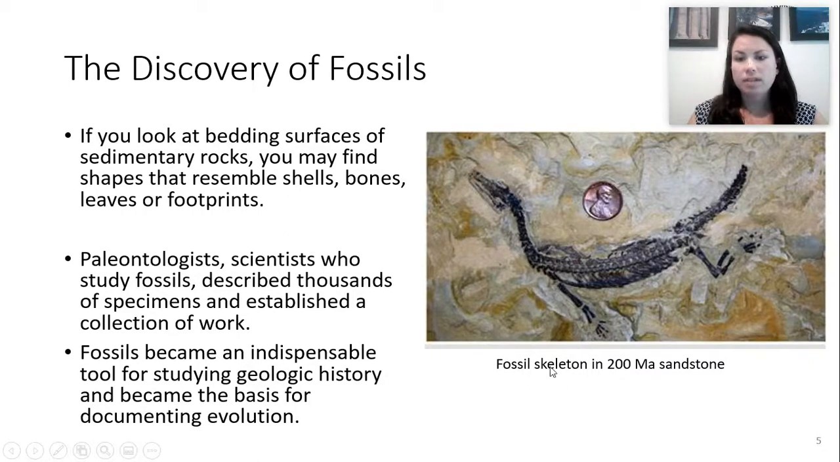Here's an example of a skeleton that's 200 million years old in sandstone. Here's a penny for scale. So this tells us a little bit about what sort of species were alive and the type of environment. If we know something about the rock record there, we'd be able to say that maybe this species was living in a shallow marine setting, or that it probably had gills, or if it had certain other characteristics that we see in animals today, we can apply that to try to understand what species were like in the past.